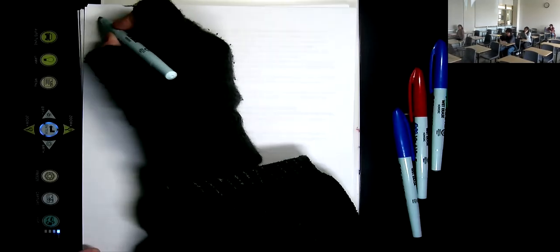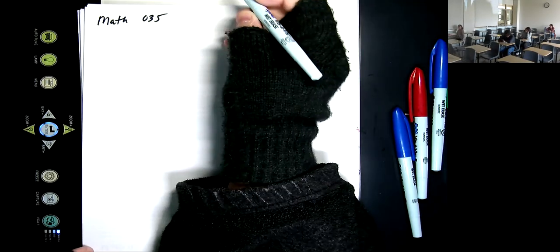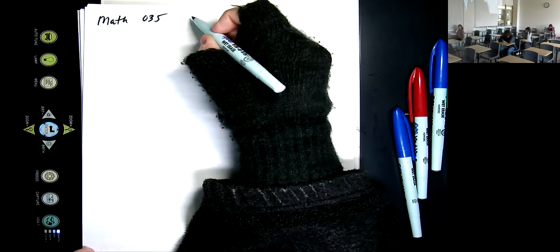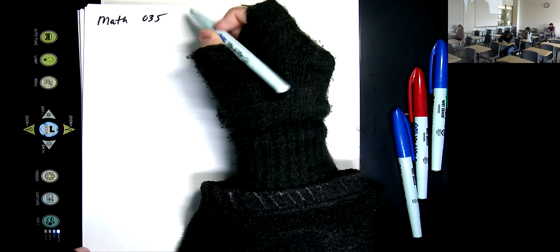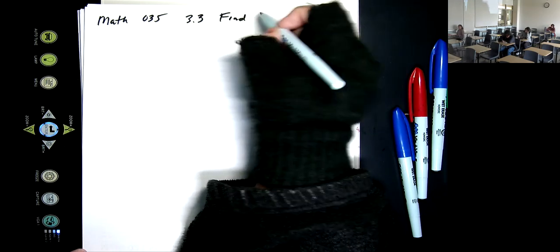So last time in college algebra, we were looking at synthetic division. Today we're going to put synthetic division to the task. 3.3 is on finding zeros of polynomials.